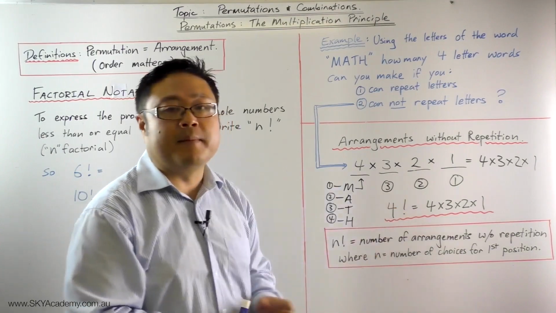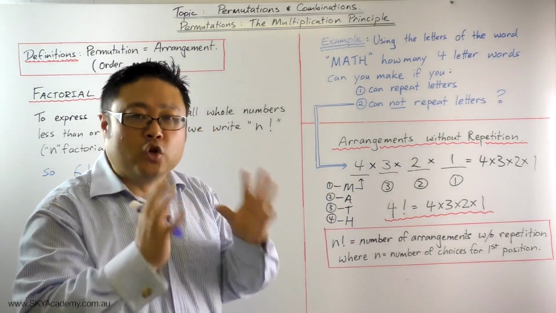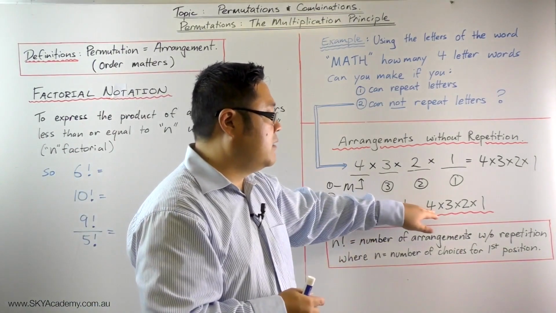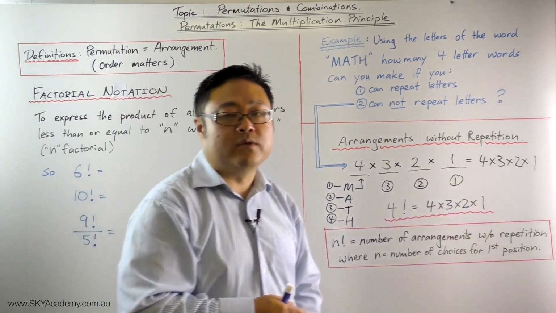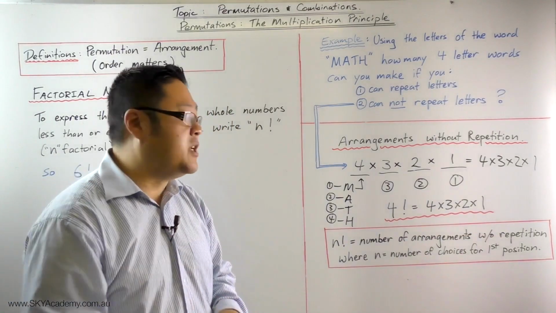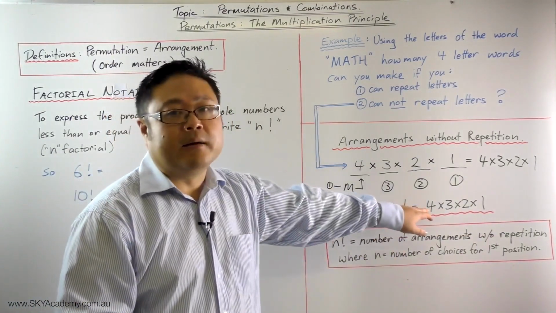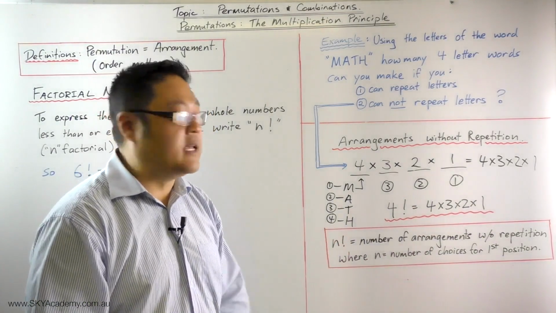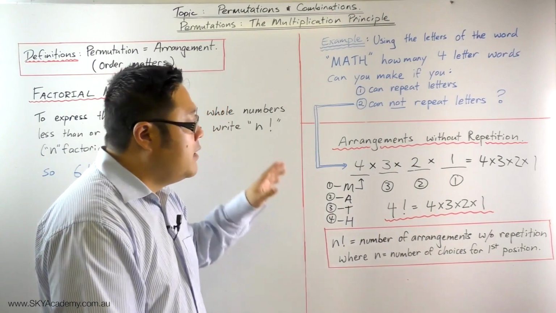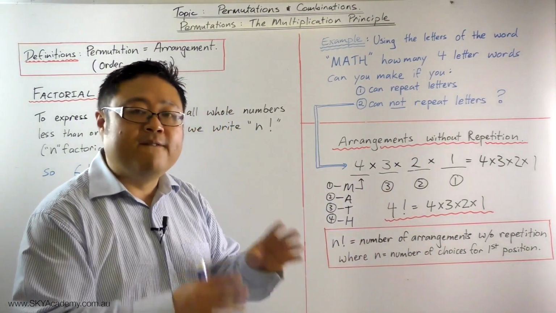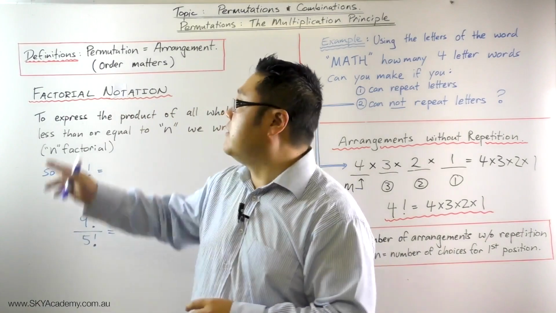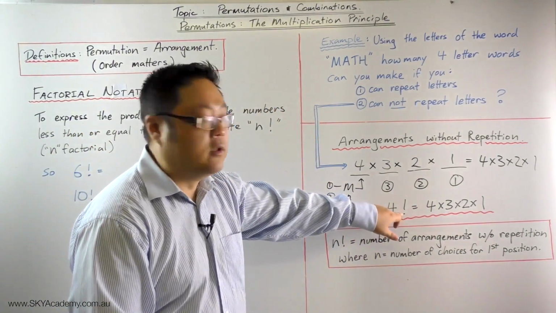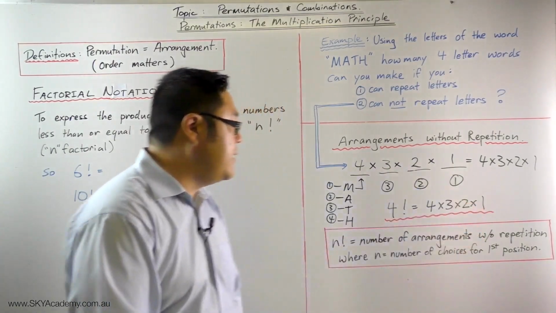That 4 with a little exclamation mark is a shorthand way of expressing what's going on here: 4 times 3 times 2 times 1, where you multiply each number 1 less than the starting number, until you're multiplying all the numbers that are less than that starting number. That is what we call factorial notation. So in other words, 4 factorial is 4 times 3 times 2 times 1.